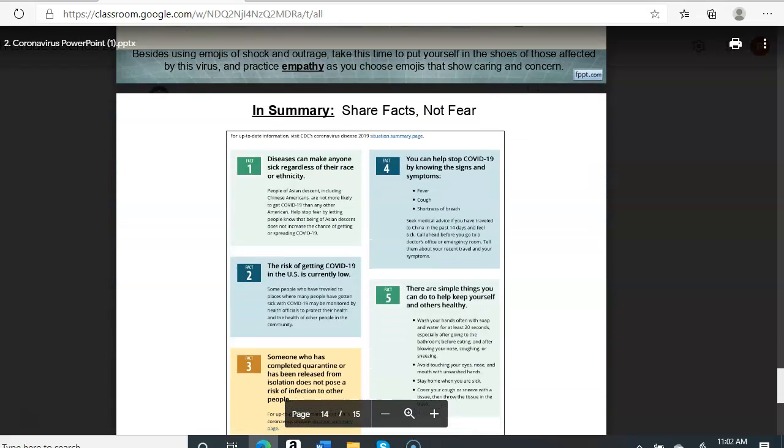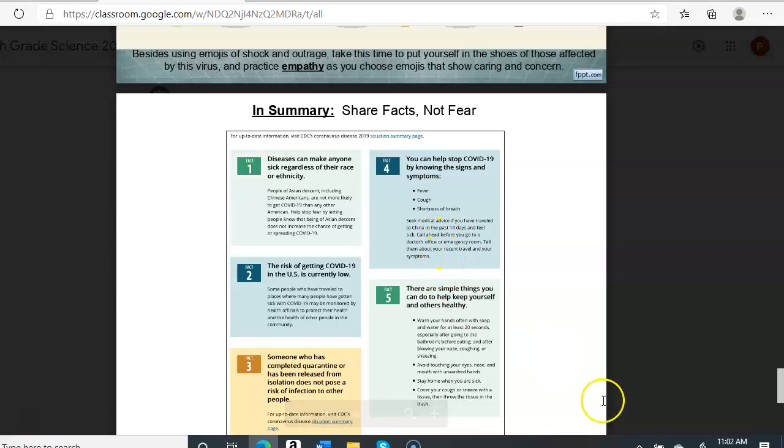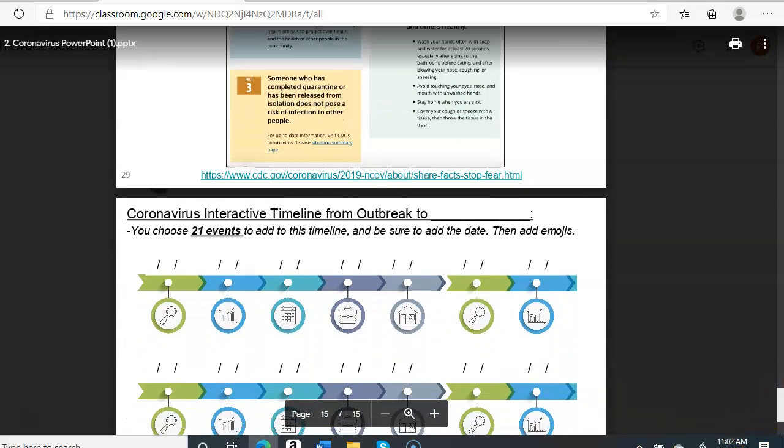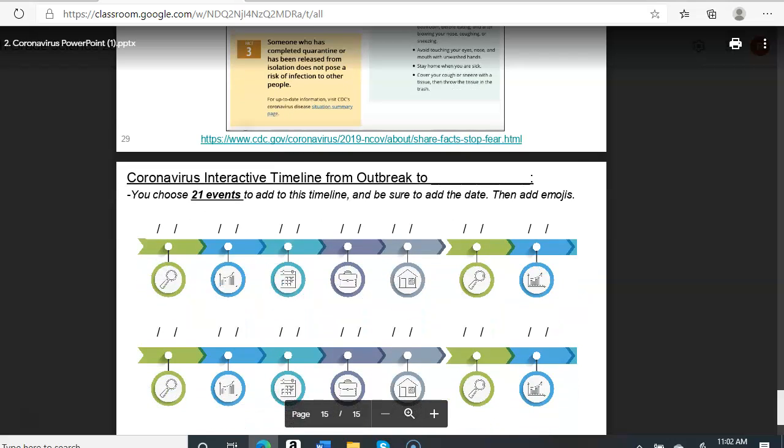In summary, share facts, not fear. Some facts here. Your coronavirus interactive timeline from outbreak to whatever your date.